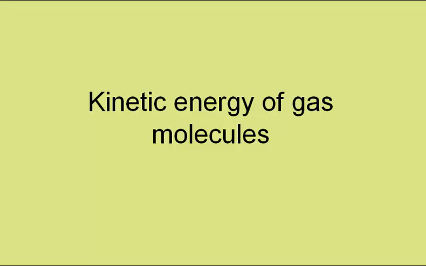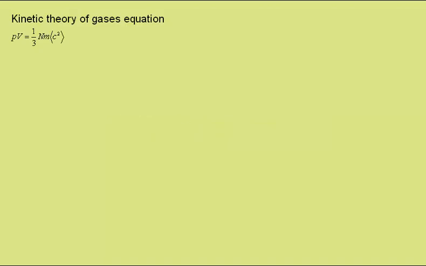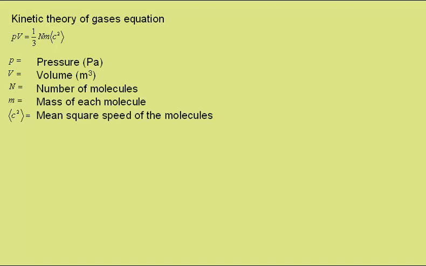The kinetic energy of gas molecules. Here is the kinetic theory of gases equation, which is introduced in the kinetic theory of gases video. P represents the pressure in pascals, V the volume in cubic meters, N the number of molecules, m the mass of each molecule, and c squared in angled brackets is the mean square speed of the molecules.